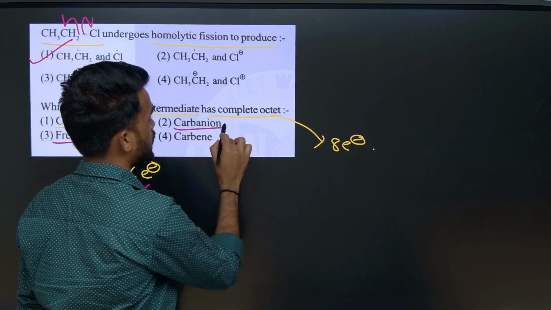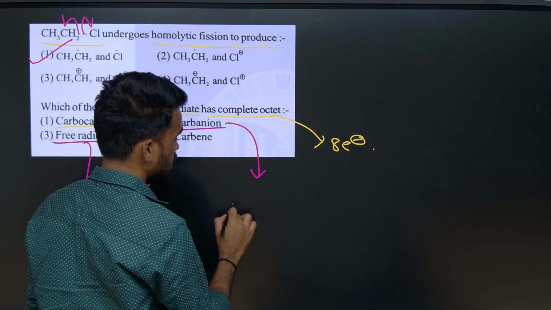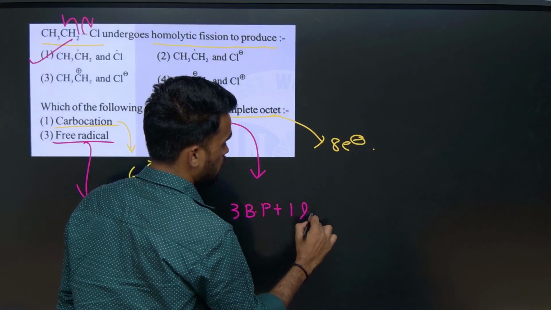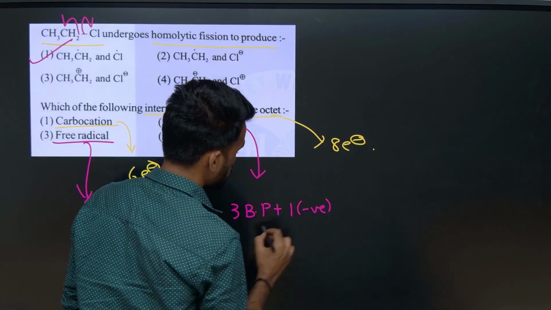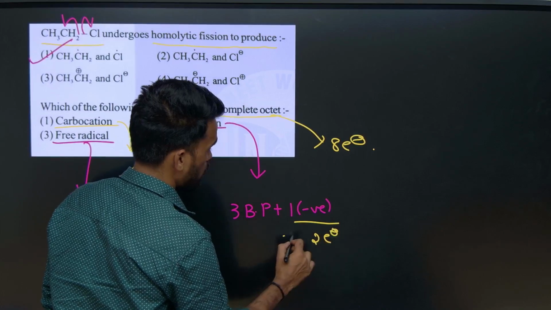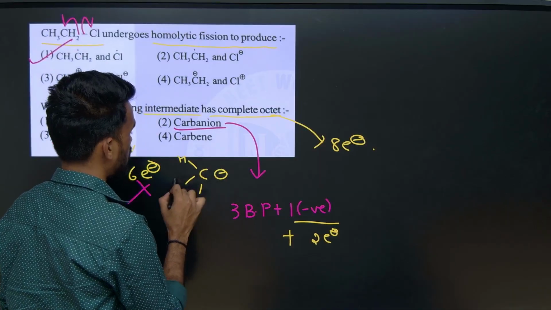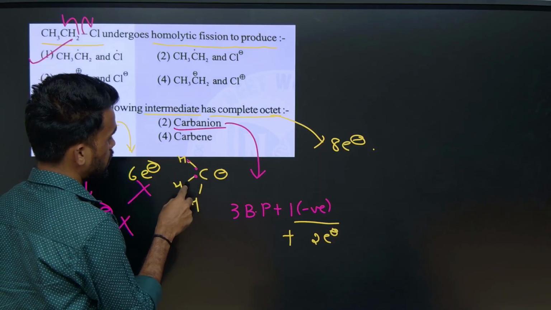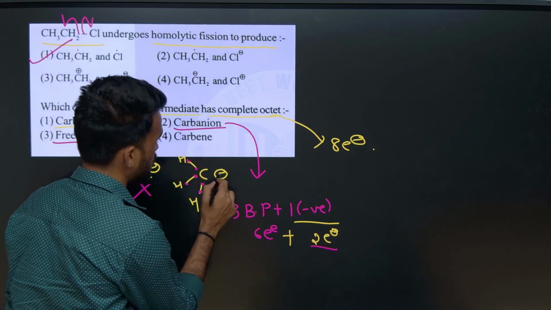When it comes to the carbon anion, it has 3 bond pair electrons plus 1 lone pair, or non-bonding electrons, 1 negative charge. So in total how many electrons? A negative charge means 2 electrons. Bond pairs, for example, let us say negative charge, hydrogen, hydrogen, hydrogen. 1 electron, 2, 3, 4, 5, 6. So total 6 electrons here, plus 2 electrons from the negative charge.